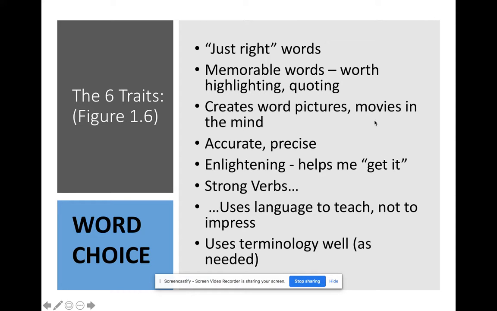So when we're talking about word choice, we're looking for just the right word. We're looking for memorable words that create pictures and movies in our mind. It's just the right word because it's accurate or precise and it helps you get it. Really looking for strong verbs and not just adjectives because of these two things. If we're just helping kids focus on modifiers, then they use language to impress and not to teach. We don't want them just going willy-nilly through the thesaurus, but we want them to use terminology when they need to explain their thinking.